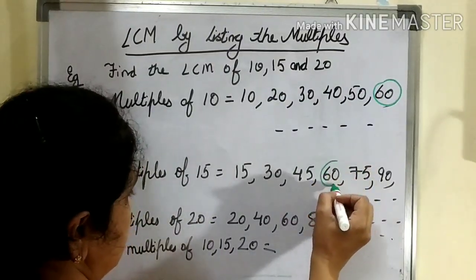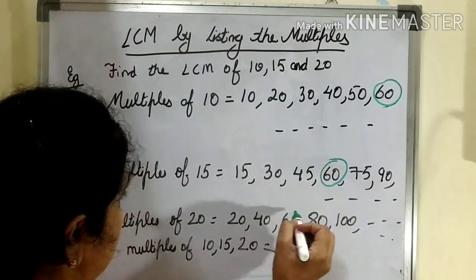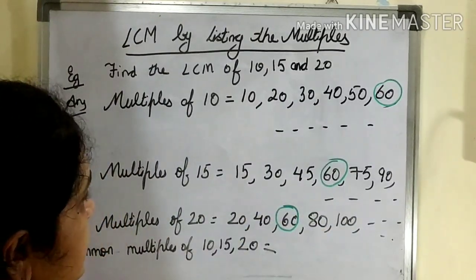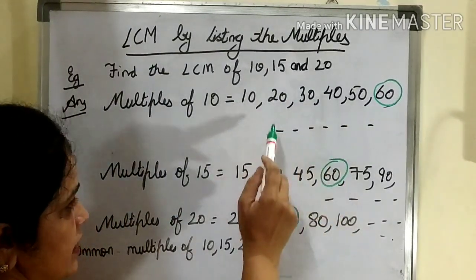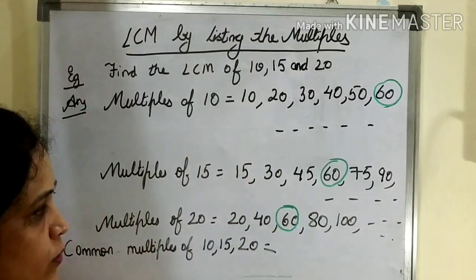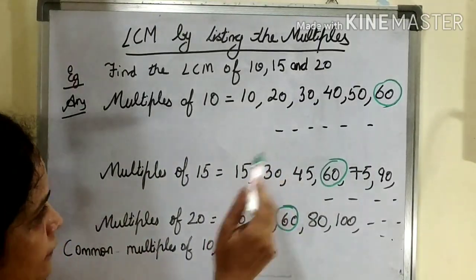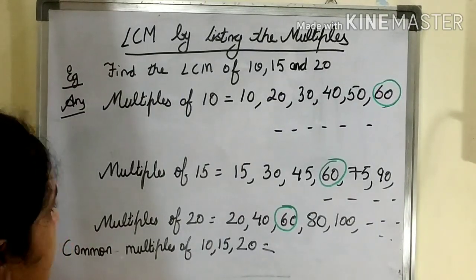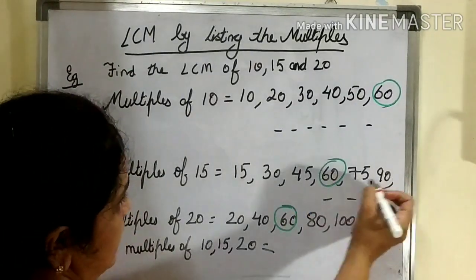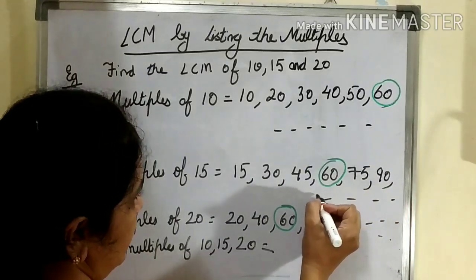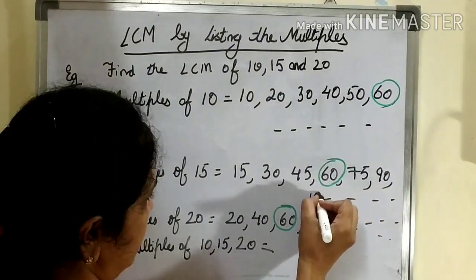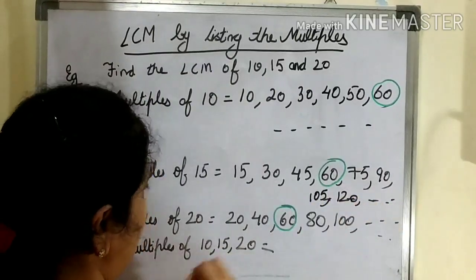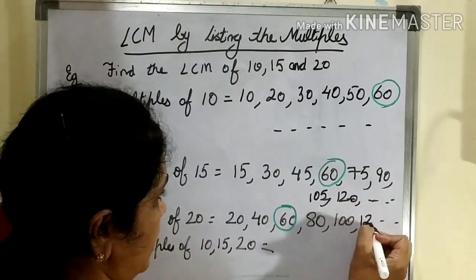60 is present in 10, 60 is present in 15, and 60 is present in 20. Is there any number which is less than 60 and is a common multiple of 10, 15 and 20? No. And if I proceed in this way, the next common number will be 15 6s are 90, 15 7s are 105, and 15 8s are 120. Okay. And here if I proceed, it will be 120 here.